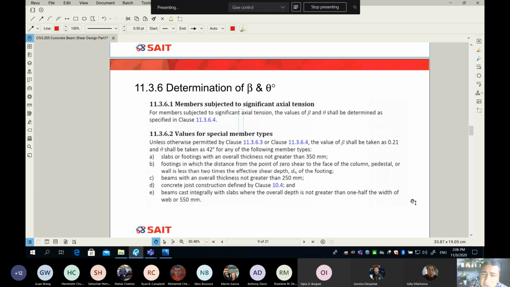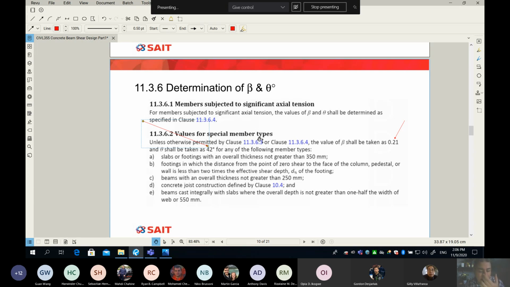In the last class, we went very quickly. Right away I said, read 11.3.6 and A: slabs or footing with overall thickness not greater than 350. If you go a little bit up, you will read beta is equal to 21% and theta is equal to 42 degrees. Beta is 0.21, and theta is 42 degrees, for those cases A, B, C, D, E. We took this number, put it back in our equation, and solved the numeric example of last class.